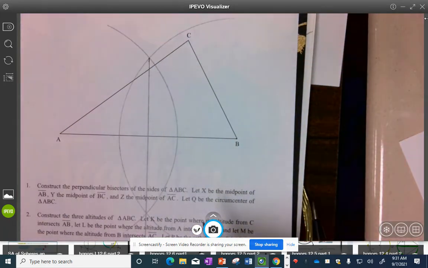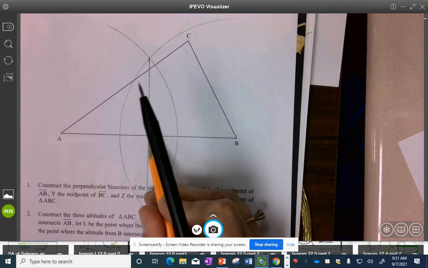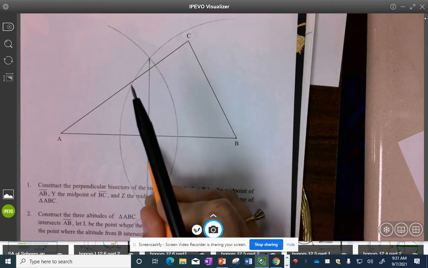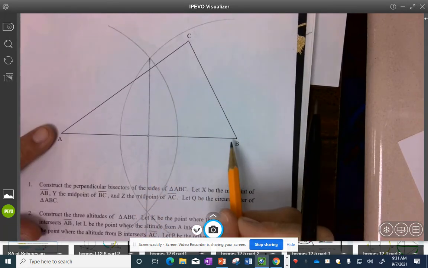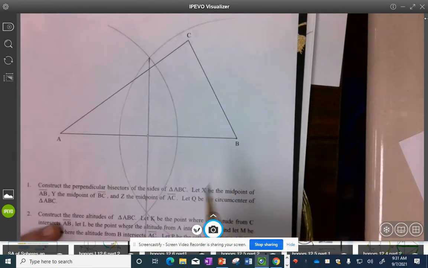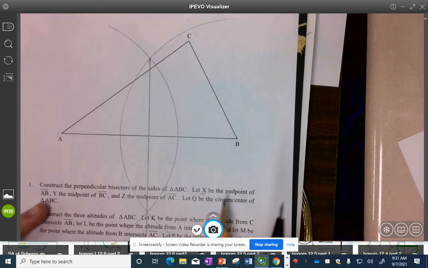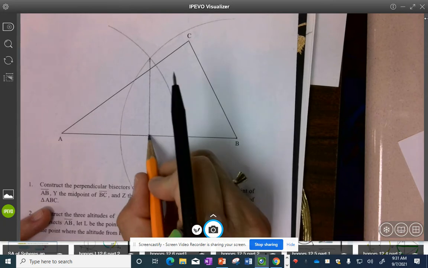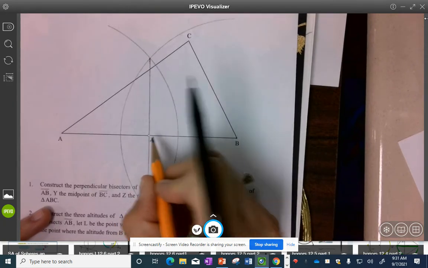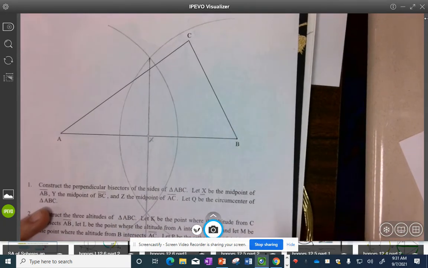Now this is a perpendicular bisector. I'm not going to draw in a right angle, but this is a right angle. And it cuts segment AB in half. Now if you read these directions, this is let X be the midpoint of AB. So I'm going to put a little tiny dot there and label it X.